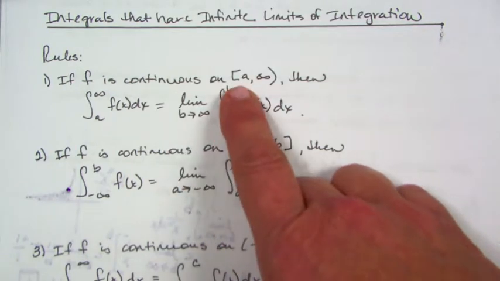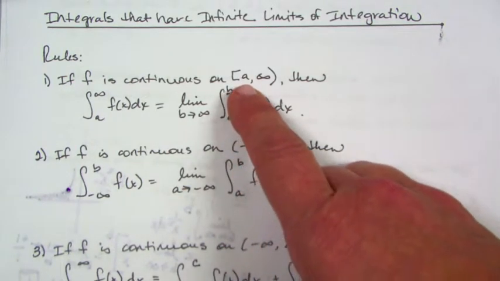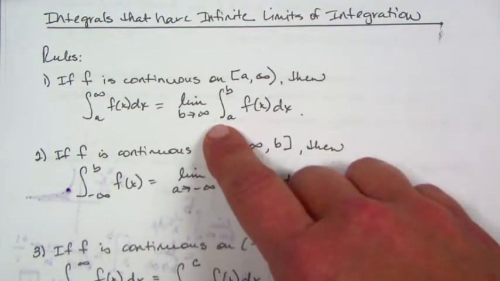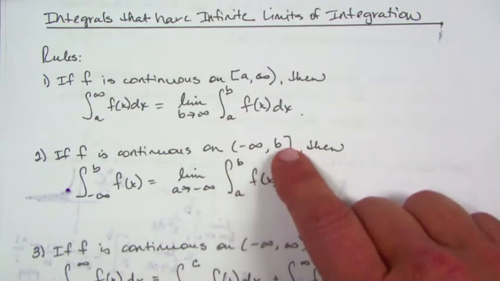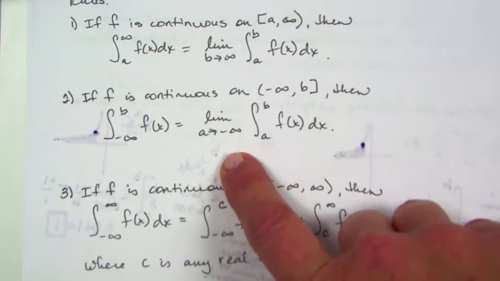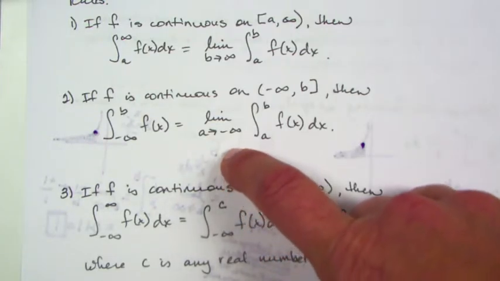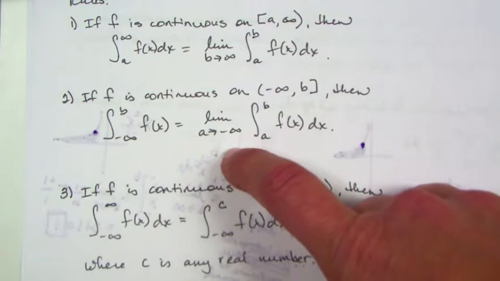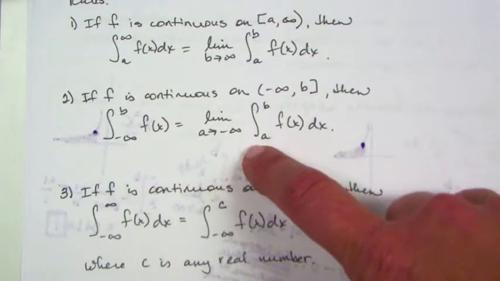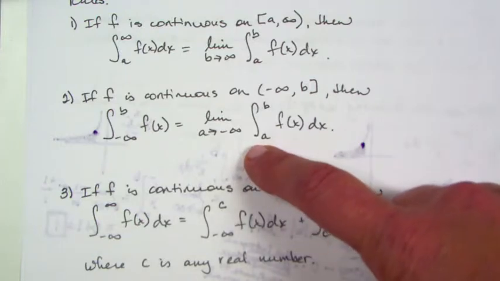If f is continuous on the closed interval from a to infinity, then this integral gets rewritten like that. That's exactly what we did. If f is continuous from negative infinity to b, then we take this integral and rewrite it like this. By the way, you don't have to use a's and b's. You can use any letter you want. It's just what I use because it's what we have in the fundamental theorem, so it makes sense.